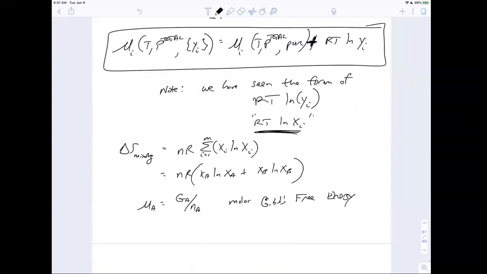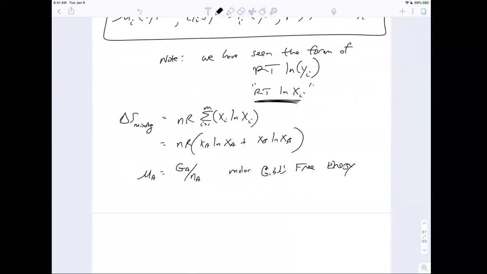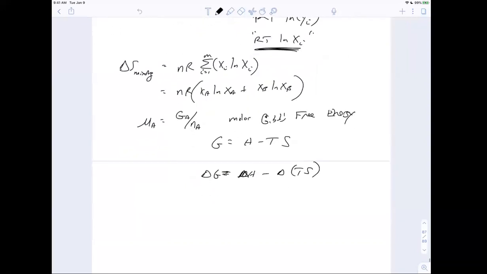Molar Gibbs free energy, right? And we know that G is equal to H minus TS. So therefore, delta G is equal to delta H minus delta TS. Okay, and at constant temperature, that would just be delta H minus T delta S. Okay, T is equal to constant.